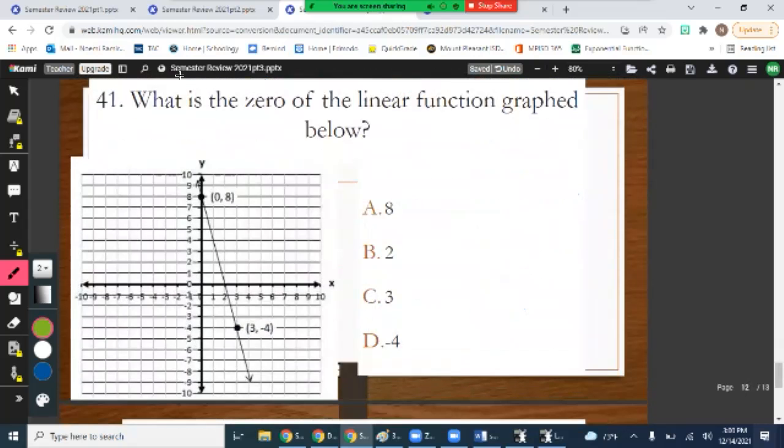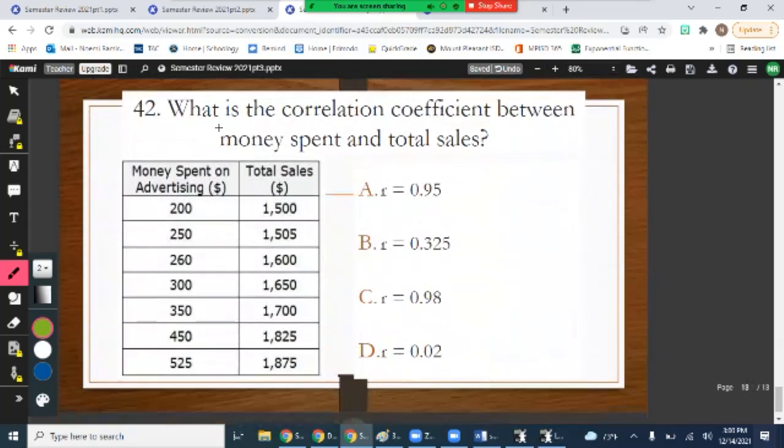So here we go. 0 is another word for? What is the x-intercept of this one? Where it crosses the x-axis? 2. Done. You have to know that your 0 is your x-intercept.